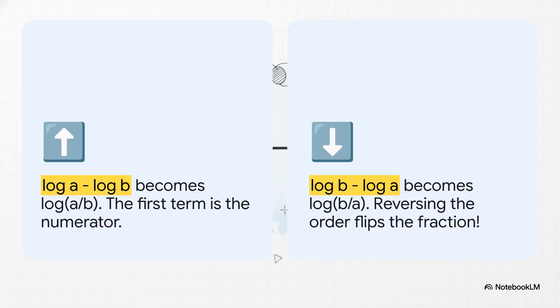I know we already touched on this, but it is so important that we've got to say it again. Order matters. Log A minus log B becomes log of A over B. If you flip the subtraction, guess what? You flip the fraction. The rule of thumb is simple. Whatever term you're subtracting, that's the one that always goes in the denominator.